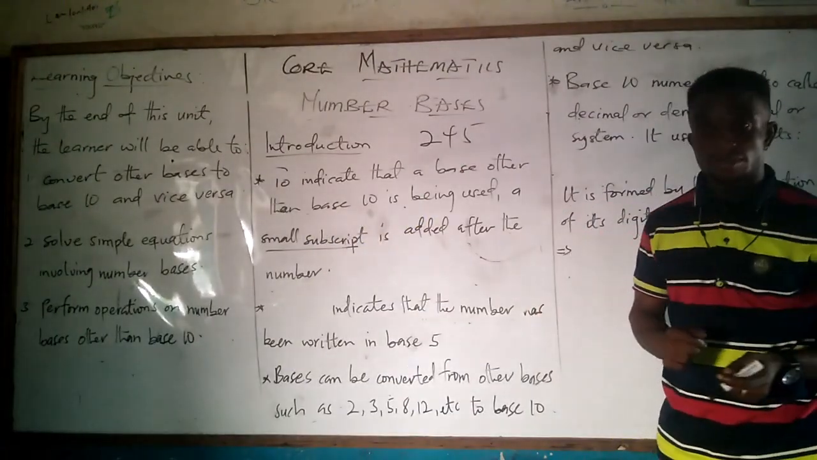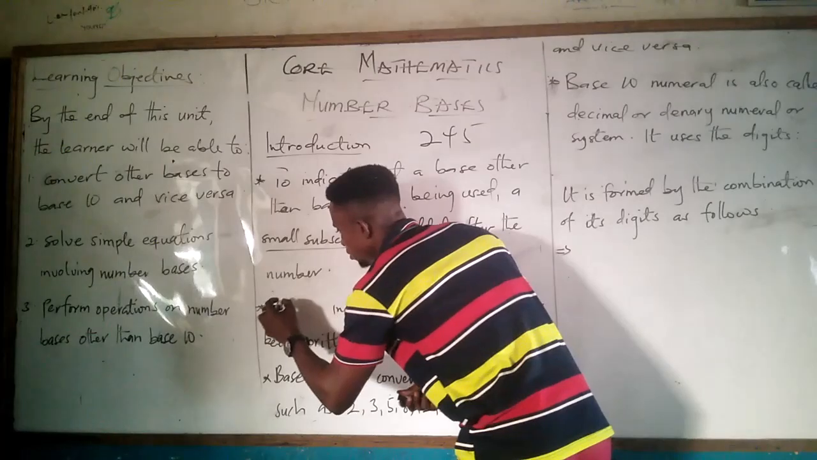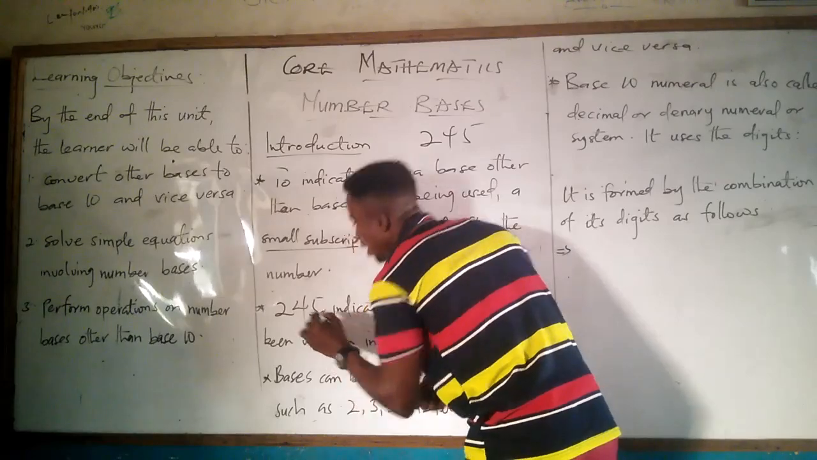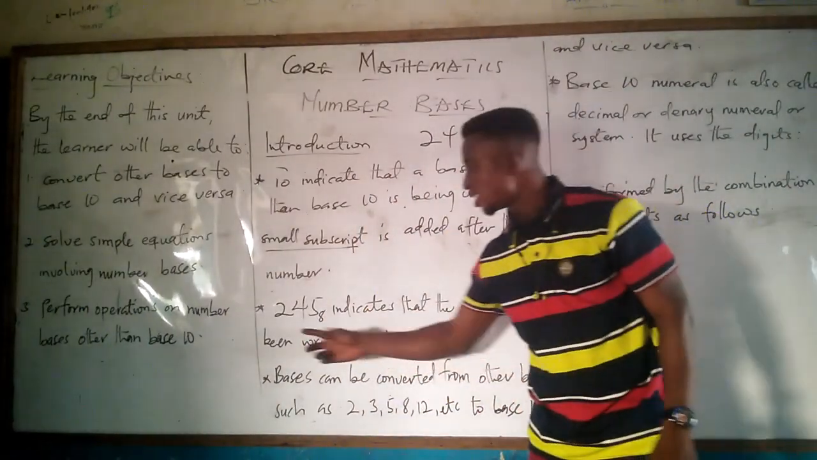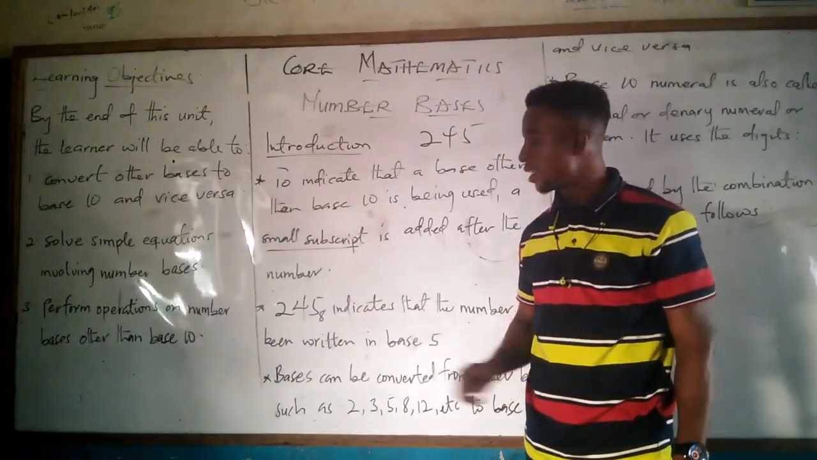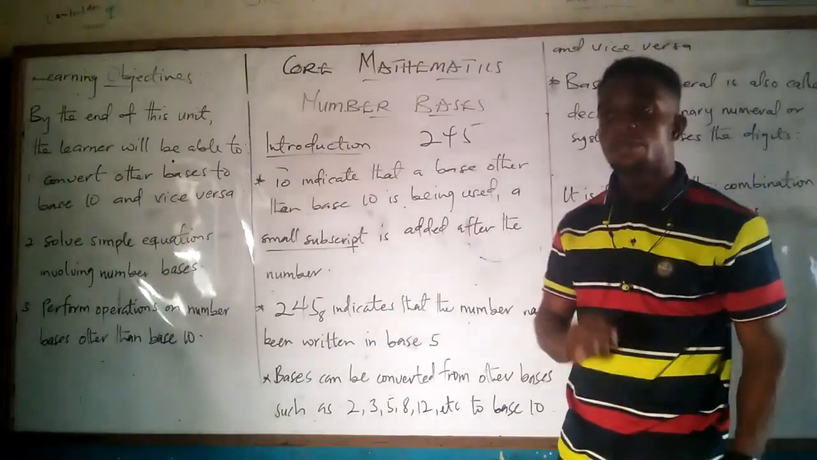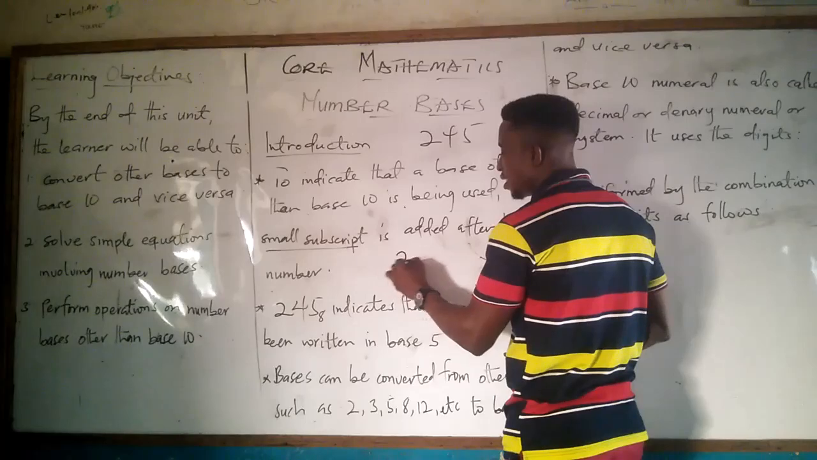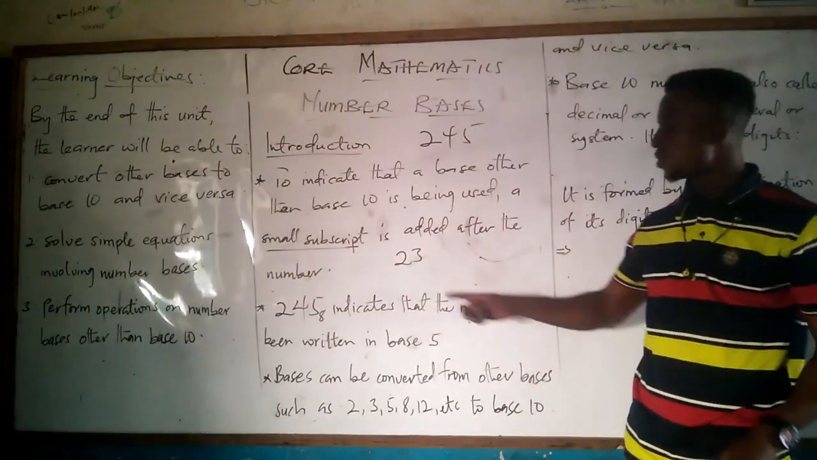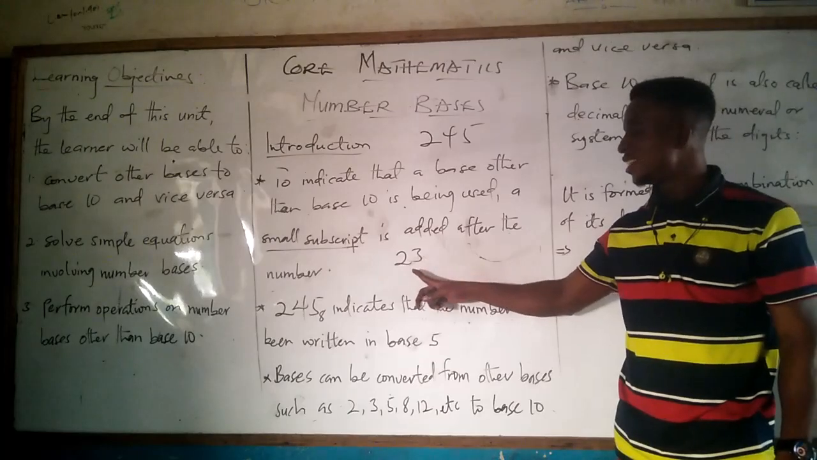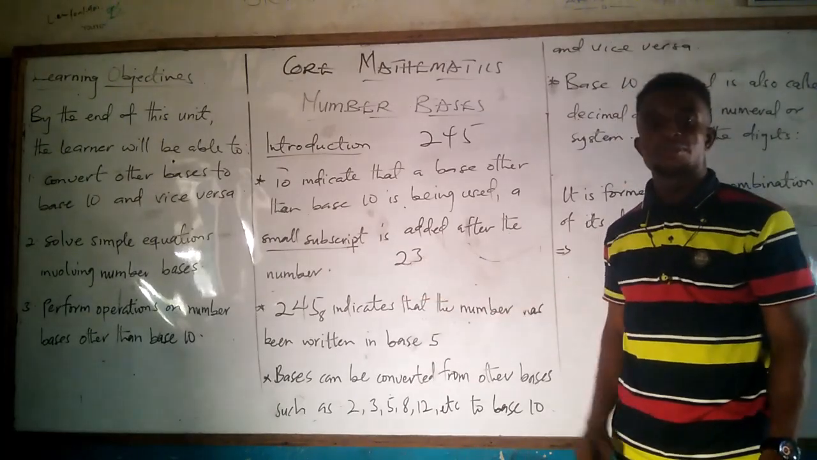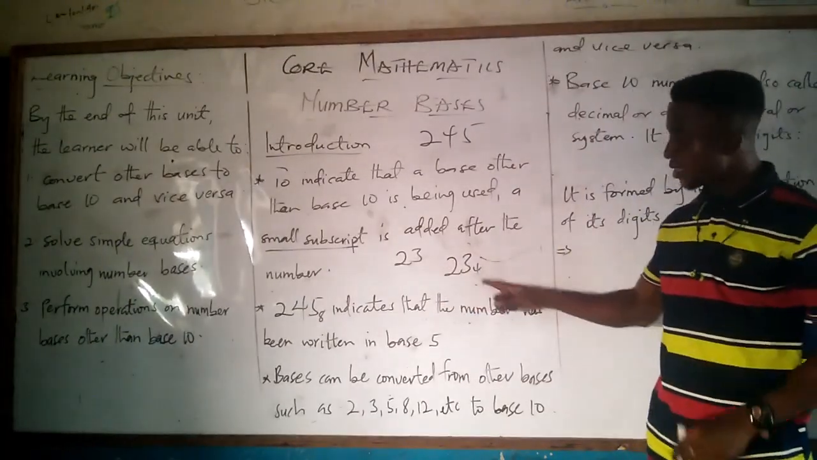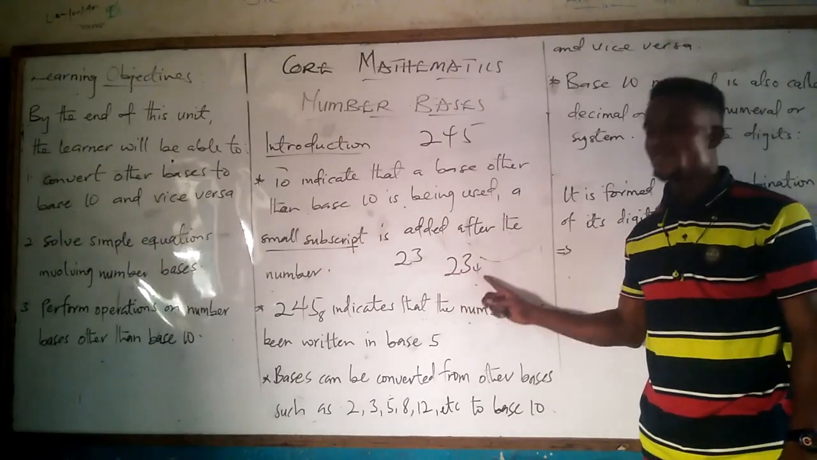So let's proceed. I can write something like this, 2, 4, 5. Then I write something like this. This one is 2, 4, 5, base 8. And before we proceed, let me talk about something. Immediately you have base 10, like this one I wrote in the first place, there is no subscript. So this one is mentioned 23. But if I give you this one, it is in base 4. But I can't say 23 base 4.